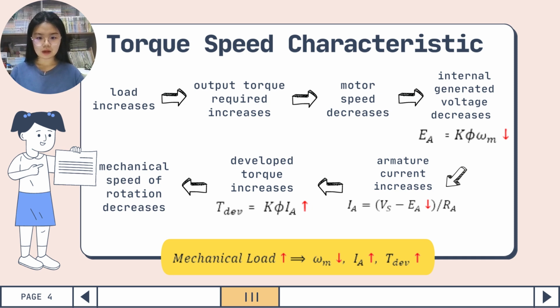And finally, the developed torque will be equal to the load torque at a lower mechanical speed of rotation omega m. To simplify it, we can see the relationship at the bottom part, which shows that when the mechanical load increases, the motor speed omega m will decrease, and the armature current Ia and the developed torque will increase.